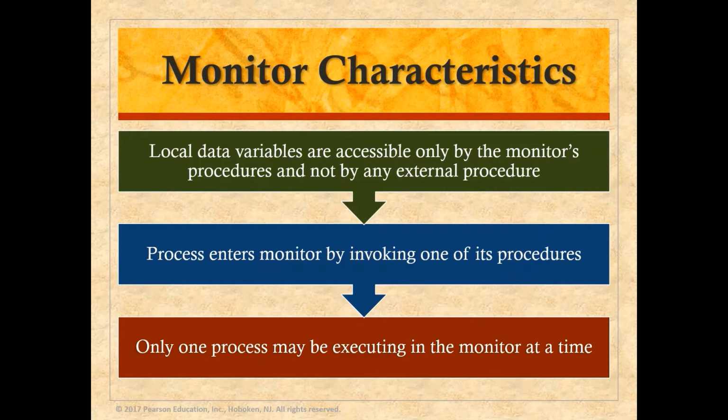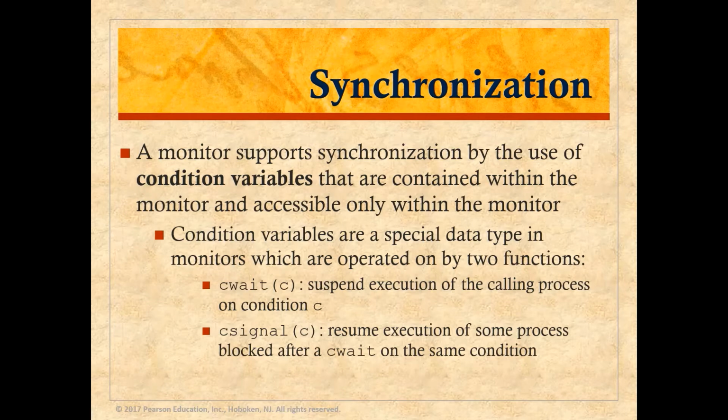So look at the characteristics. Local data variables are accessible only by the monitor's procedures and not by any external procedure. Other procedures, meaning other functions, cannot access them; they must be accessed by the monitor procedure. A process enters the monitor by invoking one of its procedures, and only one process may be executing in the monitor at a time. So it is able to synchronize.